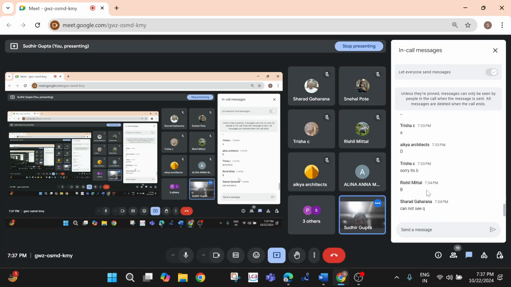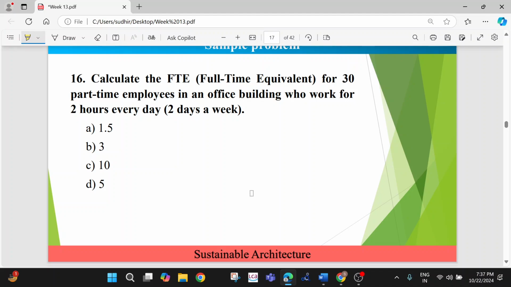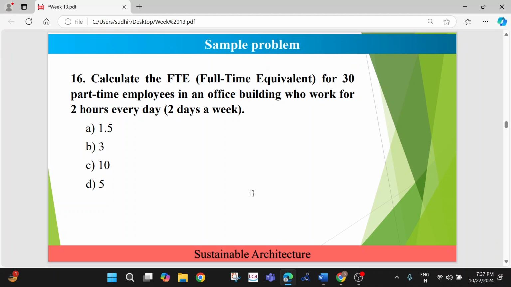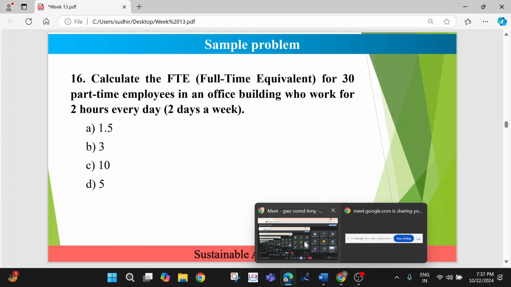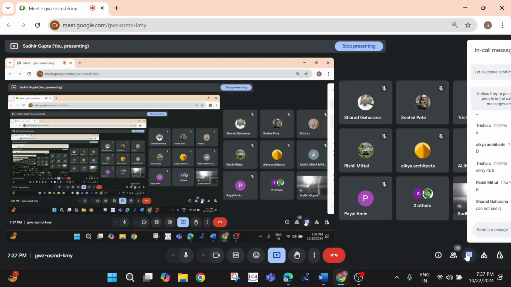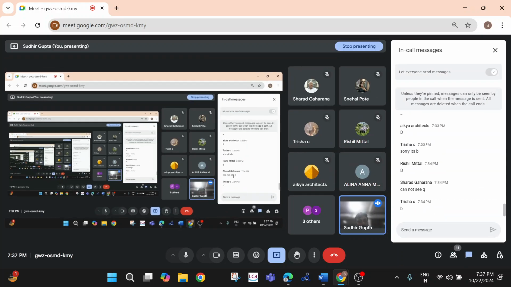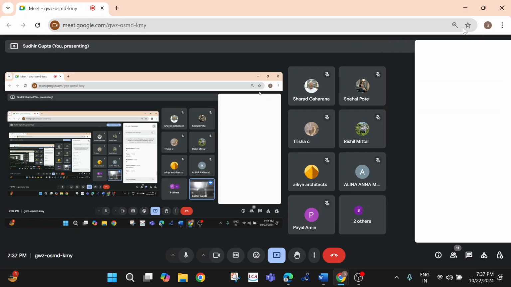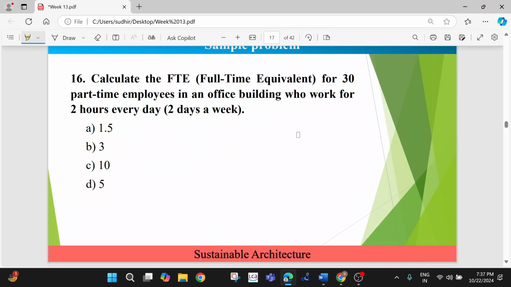So Akia is getting D. So here is the question. You can take a screenshot of the question once it is shown, or you can note it. It's just a two-line question. It's B, sir. Yeah, B is the right answer for this question, and all of you have answered it correctly except Akia, I feel. So B will be the right answer for this question, that is 3.